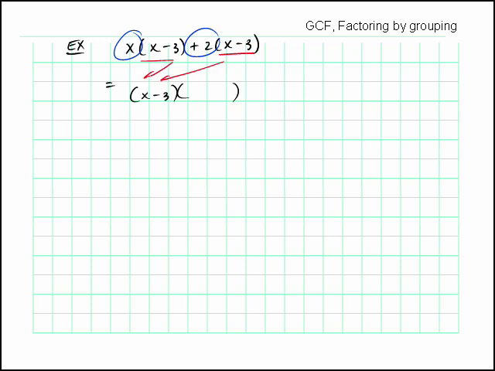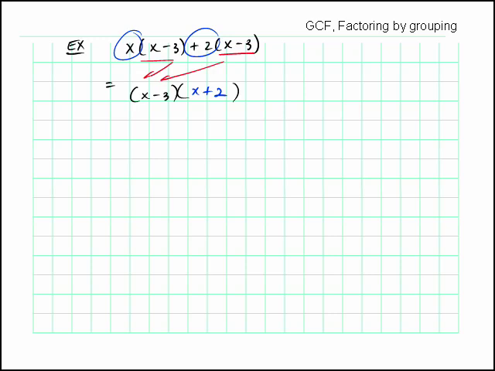Now this is the same thing, though it looks a little different. X times x minus 3 plus 2 times x minus 3. Notice that each term has a common factor of x minus 3. Right there. So I'm going to factor that out just like I would any other common factor. I'm going to factor it out in front. And the leftovers go in the other set of parentheses. And the leftovers would be this and the plus 2 here. So I put x plus 2 right there. And I have it factored.